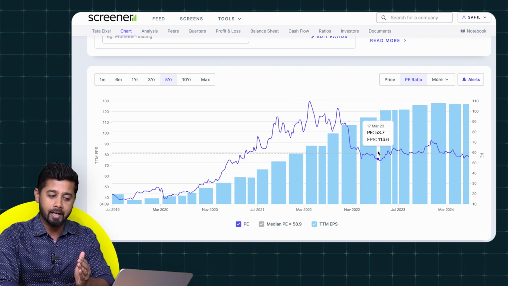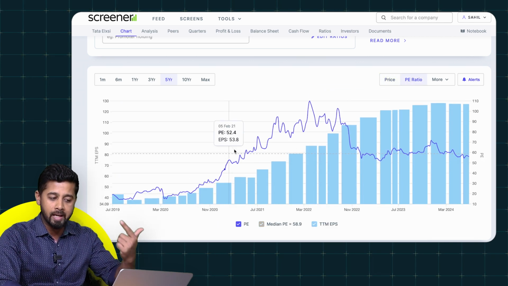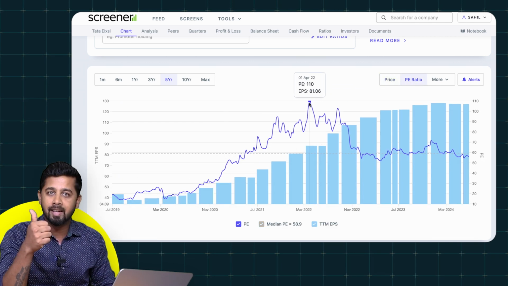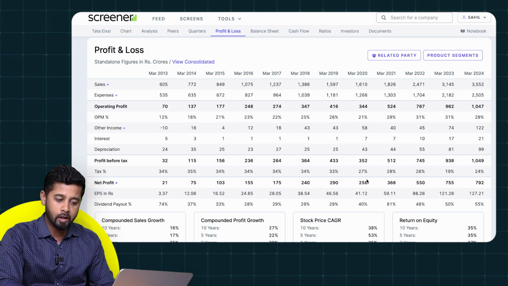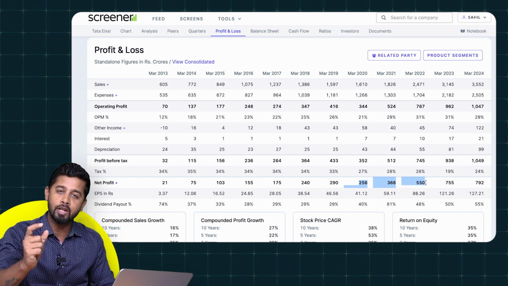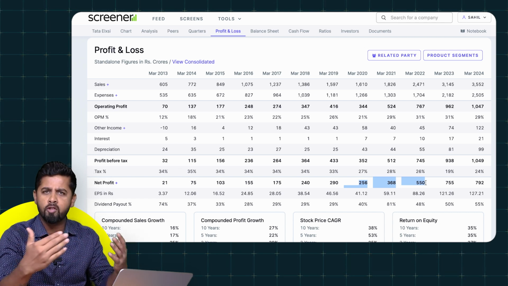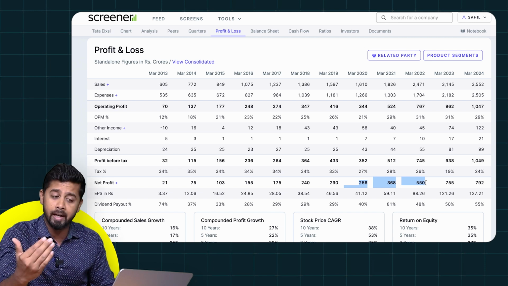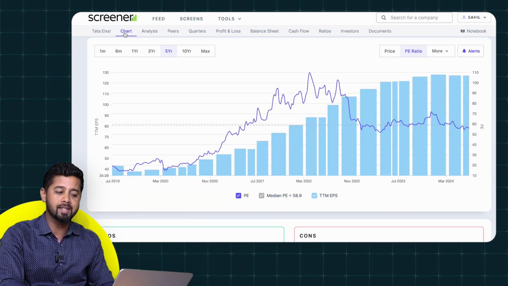From there it corrected, right? So the correction happened. Now what is the reason why the PE ratio zoomed so much? Because the company's earnings were expanding at a very fast rate. During this phase, the company's earnings were growing at a very fast rate, so the market was comfortable paying a very high premium. Also, this was because of high liquidity. There was a lot of money flowing in. It was a bull run and people wanted to buy Tata Elxsi at any price. Because of that, the valuation skyrocketed.